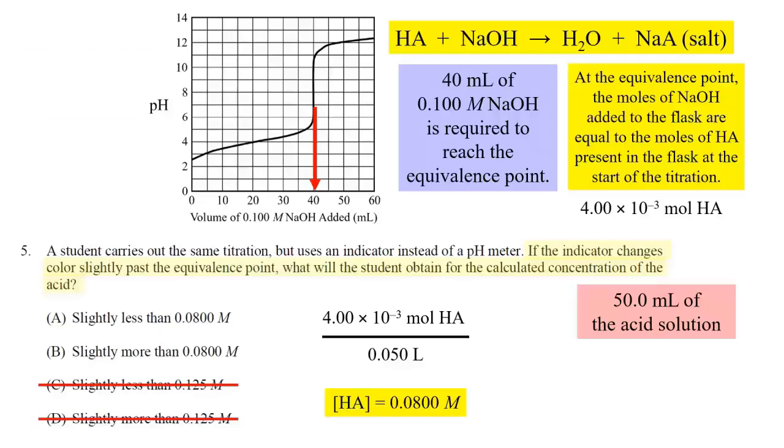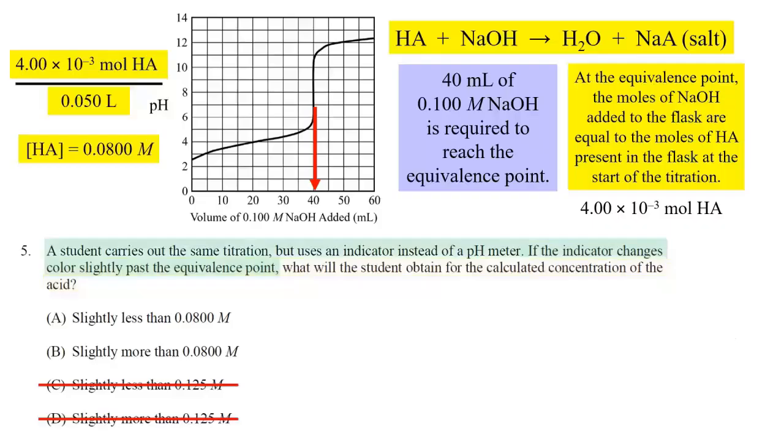Here are the specific details of this situation. A student carries out the titration but uses an indicator instead of a pH meter. So what does that mean? Well, if the indicator changes color slightly past the equivalence point, what I did was I drew that green arrow indicating that we're going to go a little bit past the equivalence point. So not 40 milliliters, maybe 42 or 44. I just picked a number. So I picked 44 milliliters, which would be a little bit past the equivalence point.